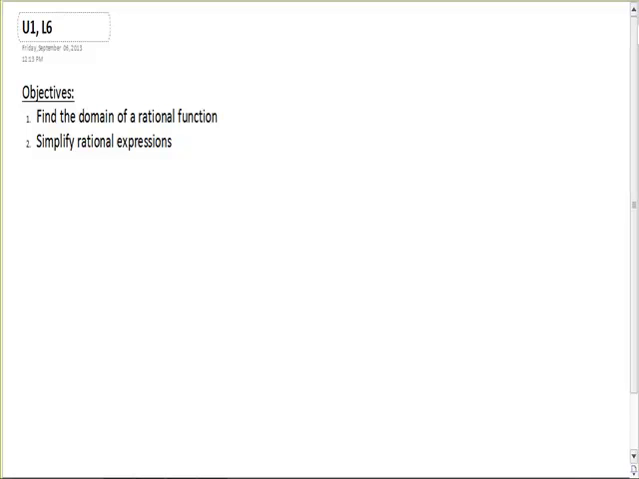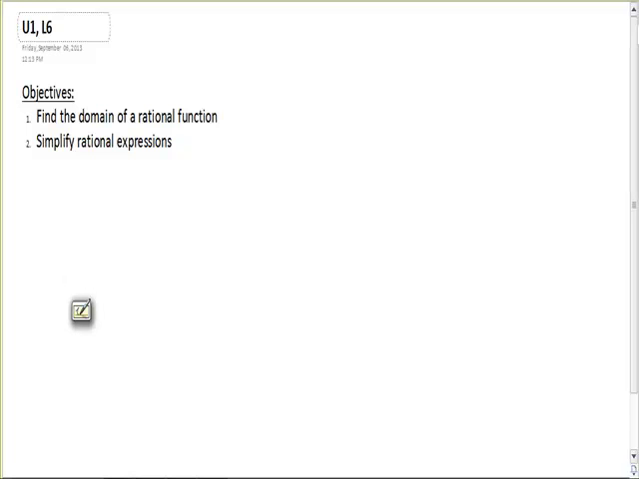In Unit 1, Lesson 6, we are moving on to Chapter 7 in the textbook, dealing with rational functions and rational problems in general. It's going to be connected. We're still going to be using a lot of the same stuff we just did, but we're moving into rationals, which essentially means fractions. So you can see the two objectives: we're going to find the domain of a rational function, and we're going to simplify rational expressions.